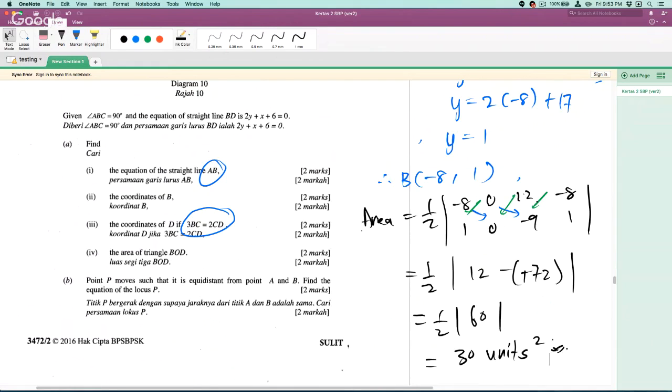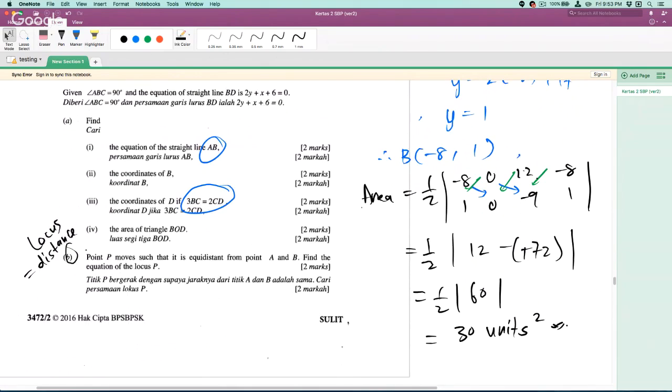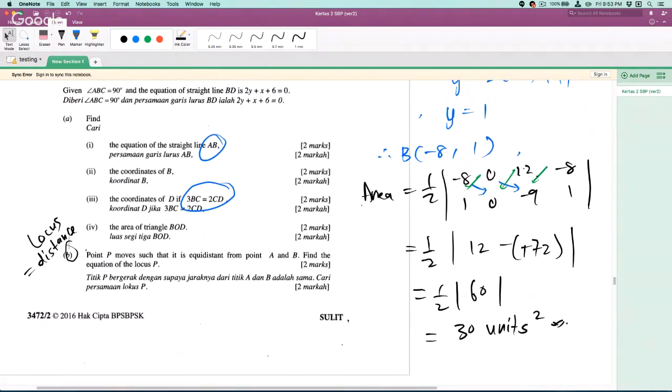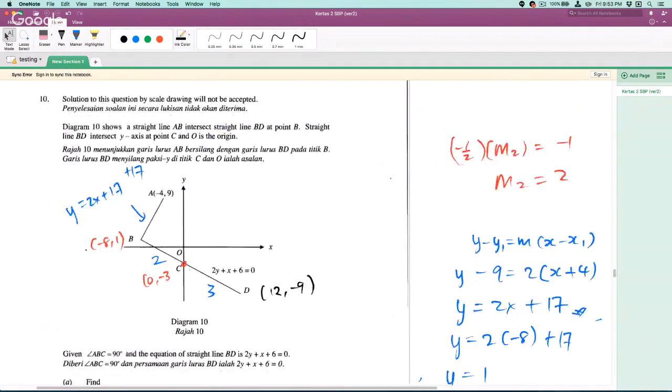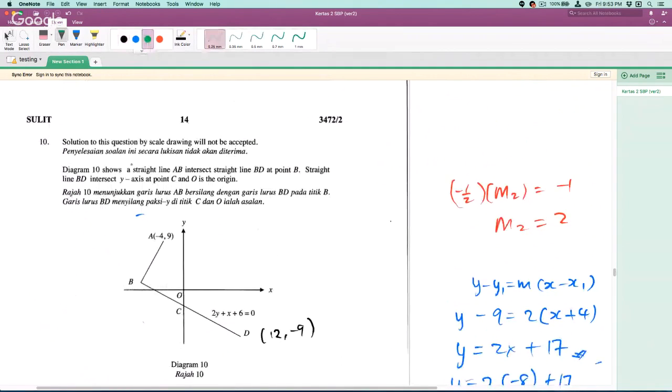So let me move on to the next point, the locus. This one obviously is a locus question. Locus always uses this formula to solve it. All right, please remember this one. So point P moves such that it's equal distance from point A and B. Find the equation of the locus P. So you have A and B here. Yeah, I shouldn't have erased the coordinate B, but I think it's somewhere here. Okay, should be good. That means you have one line.